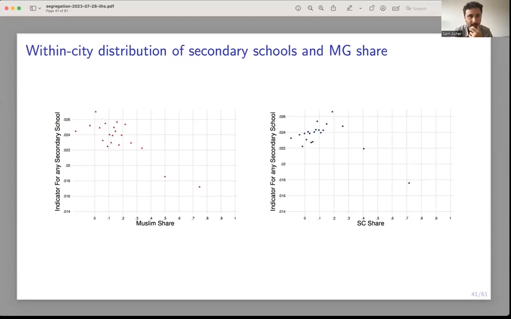Okay, so what do we see? Within cities, we see that the more Muslims there are in a neighborhood, the less likely it is that the Indian government has built a secondary school in that neighborhood. Things are a little more complicated for SCs. We see that at very low levels of SC shares, there might be a slight increase in the likelihood of having a secondary school, but once you get into high levels of SC shares in urban neighborhoods, they're much less likely than other neighborhoods in that city to have a secondary school from the government.